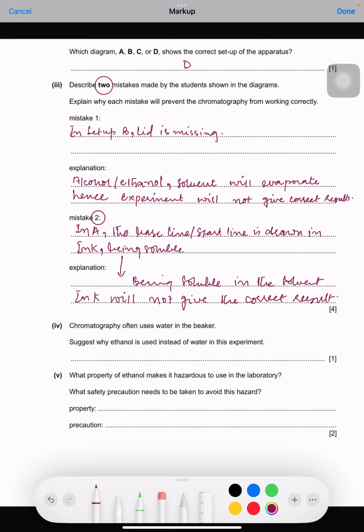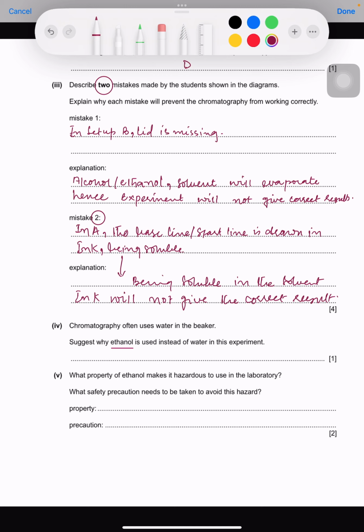Okay, chromatography often uses water in the beaker. Suggest why ethanol is used instead of water in this experiment. So what is the answer? As leaf pigment is insoluble in water, as leaf pigment is soluble in ethanol, that's why ethanol is selected for this.